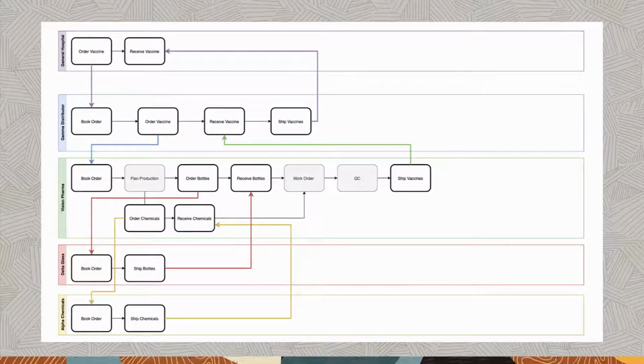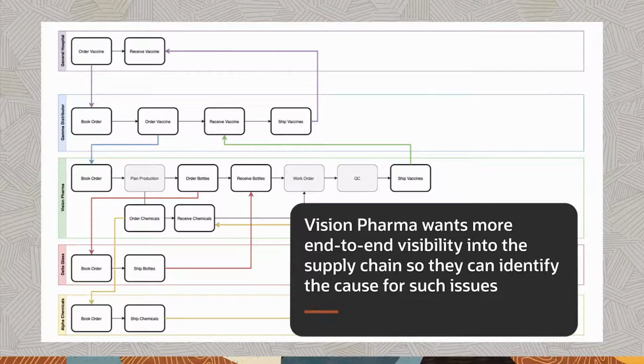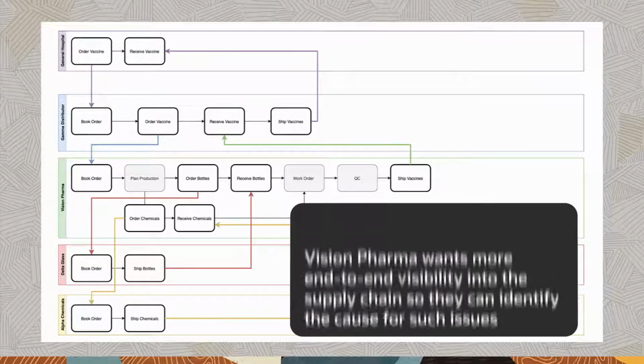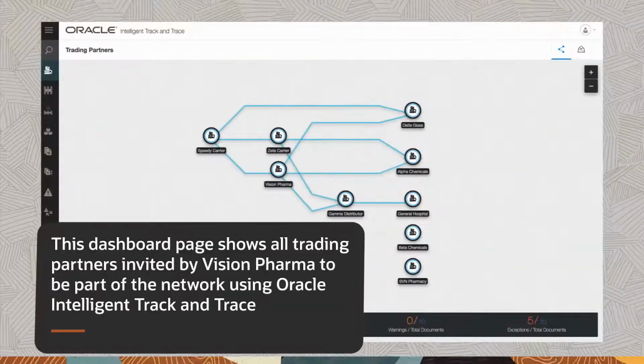General Hospital has received batches of vaccines with deterioration. Vision Pharma wants more end-to-end visibility into the supply chain, so they can identify the cause for such issues. This dashboard page shows all trading partners invited by Vision Pharma to be part of the network using Oracle Intelligent Track and Trace.